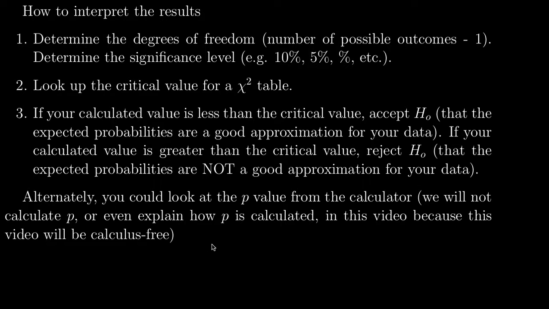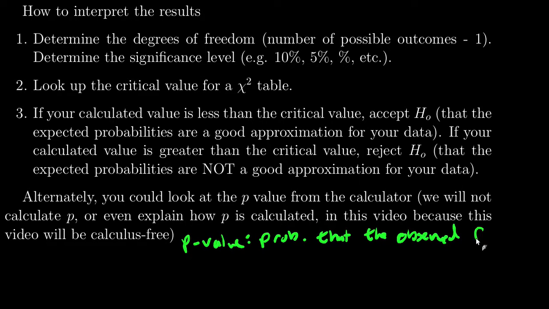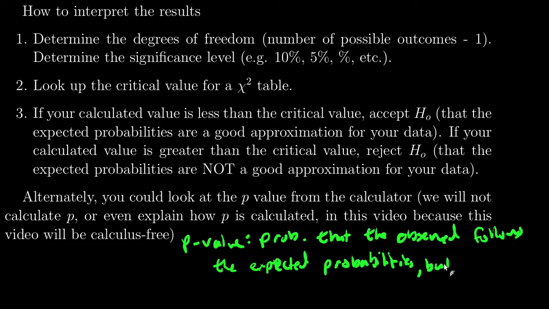And the p-value, let me write this down, is just the probability that the observed follows the expected probability, or probabilities, but has at least this high of a chi-squared value.